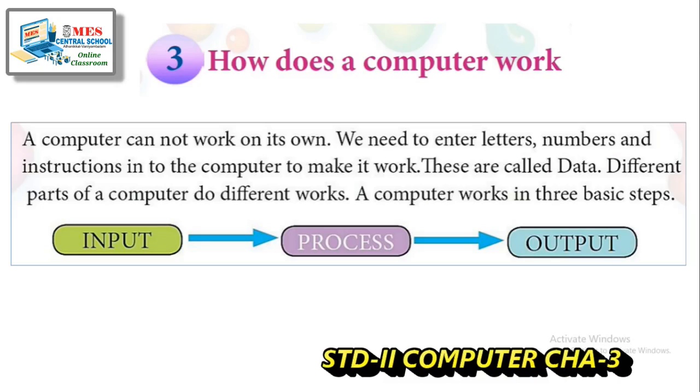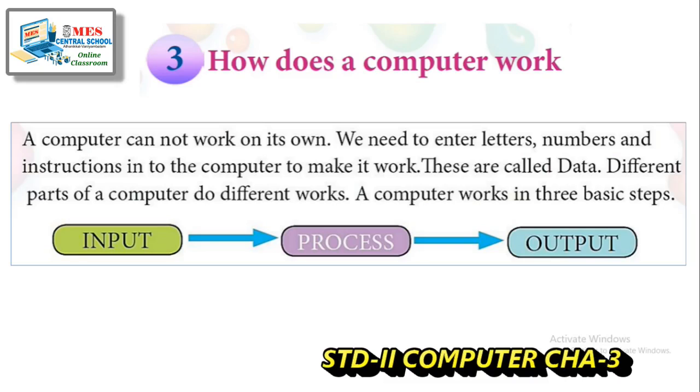These are called data. Different parts of a computer do different works. A computer works in 3 basic steps. What are the 3 basic steps? The first is input, the second is process, and the third is output. Some of the parts are doing input, some of the parts are processing, and some are doing the output part.